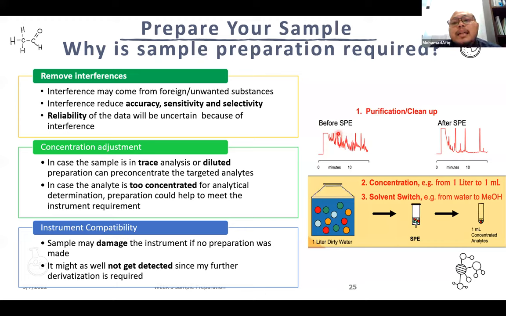So before the purification, we cannot determine which is our analyte, or it may reduce our analyte sensitivity. But with the purification, it can reduce all the unwanted, foreign substances and remove all the interference, so we can get a clearer picture of our analyte. So it will also increase our sensitivity, accuracy, and selectivity.